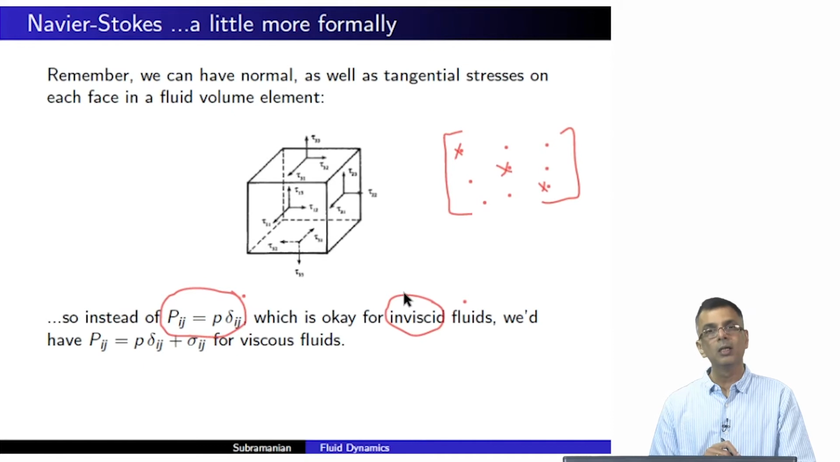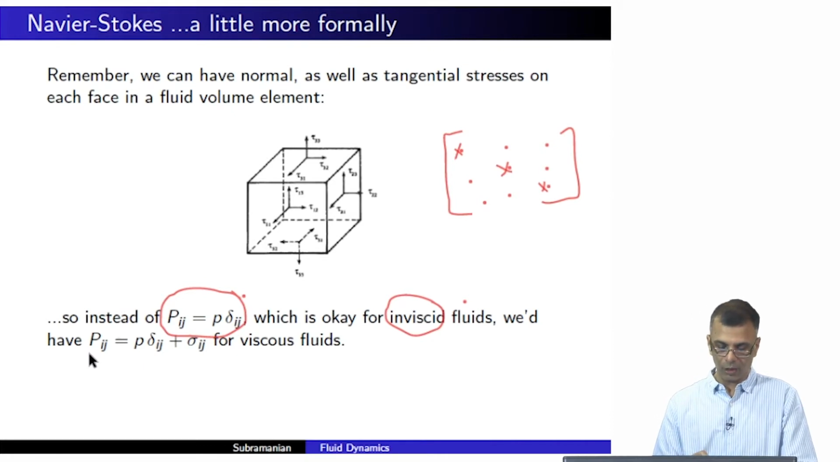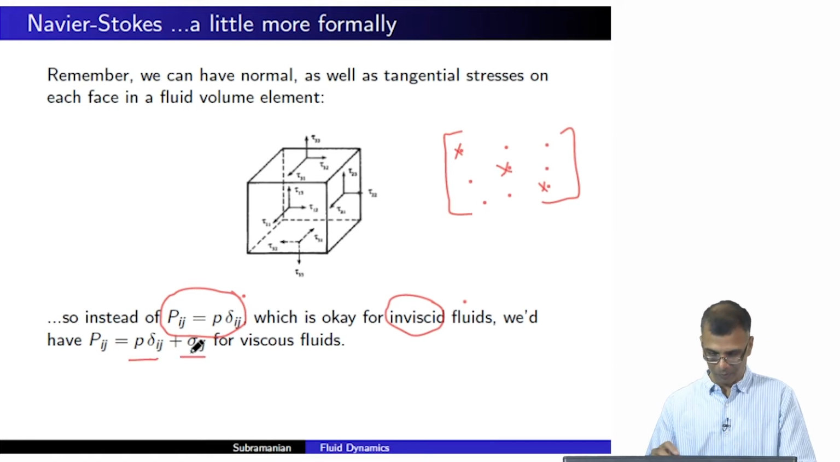But in general, that's not always true. You have a pressure tensor, so you have the diagonal elements as they were before, plus on top of that you have the shear stresses. You have the sigma ij's, right? So let's now see how to go ahead.